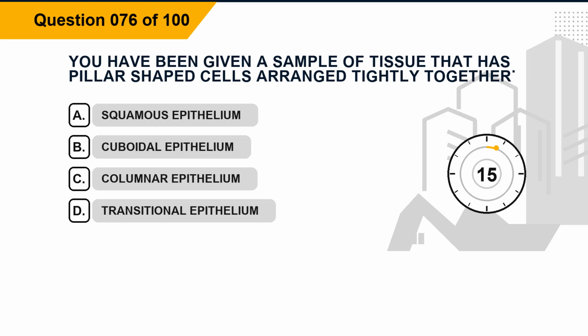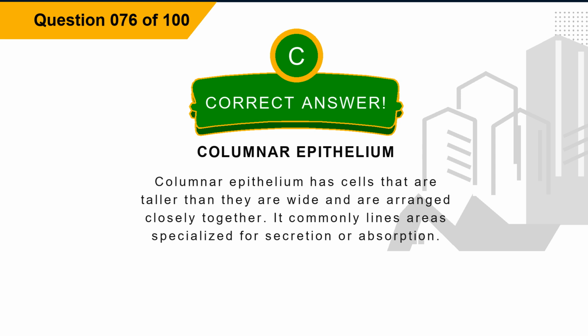Question 76. You have been given a sample of tissue that has pillar-shaped cells arranged tightly together. Option A, squamous epithelium. Option B, cuboidal epithelium. Option C, columnar epithelium. Option D, transitional epithelium. The correct answer is option C, columnar epithelium.